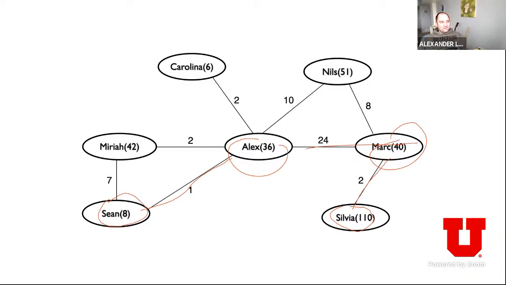We can also ask questions like, who has the most connections in the network? That's also fairly easy to read here. We can see that this is the central node, Alex. Which two authors collaborate the most? It's also nice to see. We have a connection here between Alex and Mark with 24.